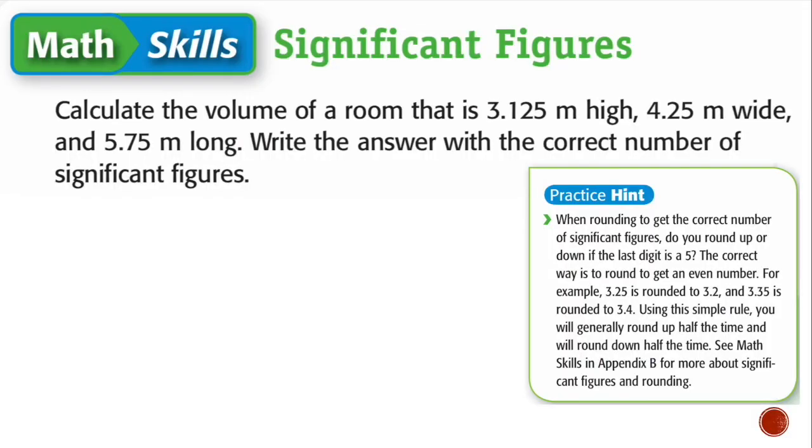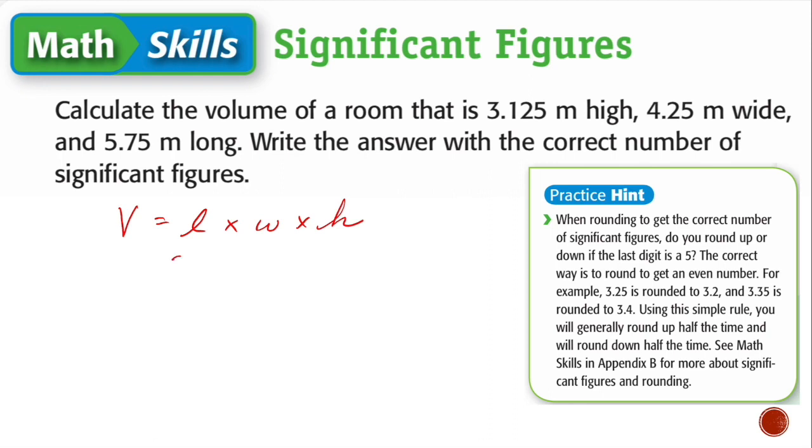Okay, let's calculate the volume of a room that is 3.125 meters high, 4.25 meters wide, and 5.75 meters long. We're going to write the answer with the correct number of significant figures. First of all, we have to know the formula for volume. Volume of something that is three-dimensional is length times width times height. Okay, so we have length times width times height.